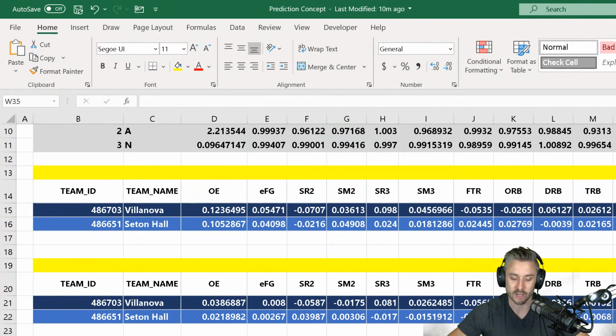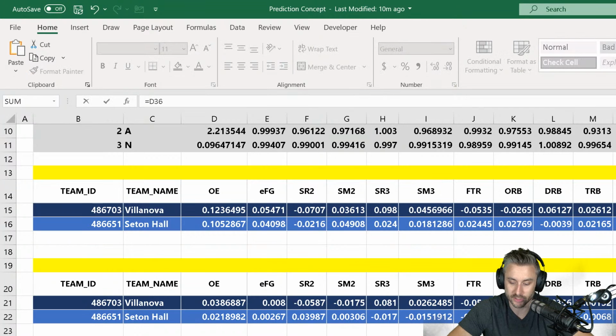Now you could do a very simple calculation right here. You could do a very simple calculation. So basically a team's offensive efficiency equals D36 times the tempo, T36.